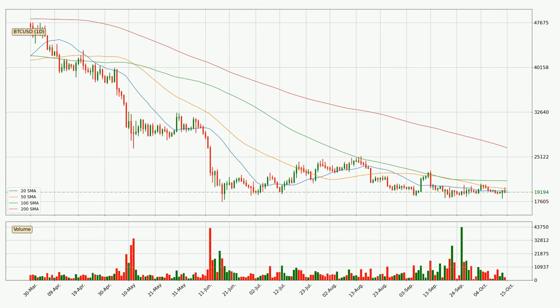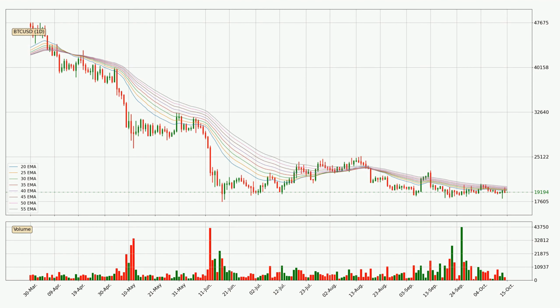Looking at the daily simple moving averages, the current price is below all simple moving averages for this time interval, which looks bearish, and it is to watch if the closest SMA, the 20 SMA, will play as resistance, or the price will break it to the upside above the current price of around 19,419.